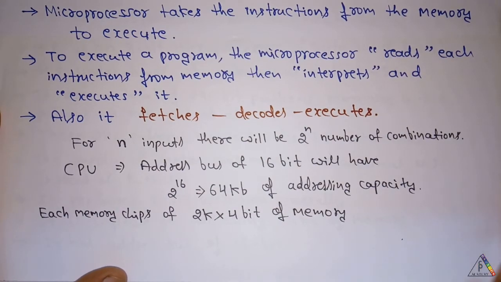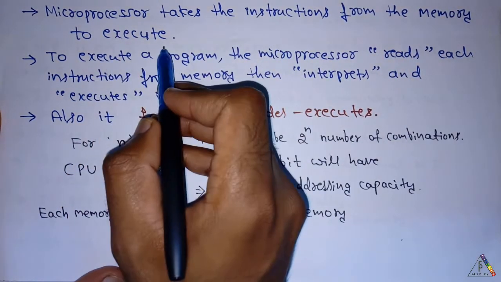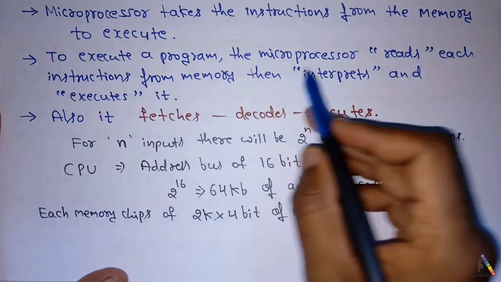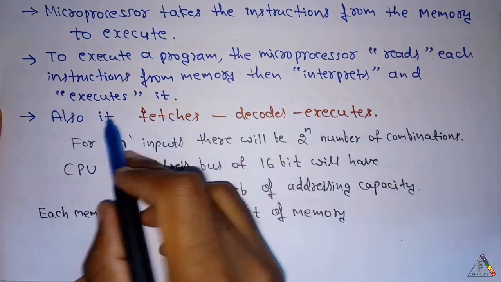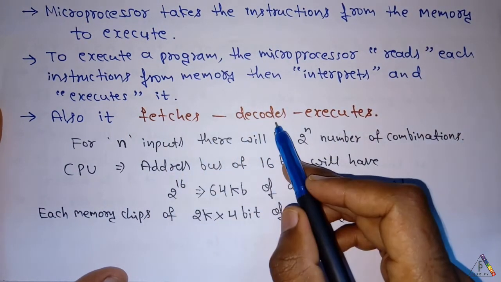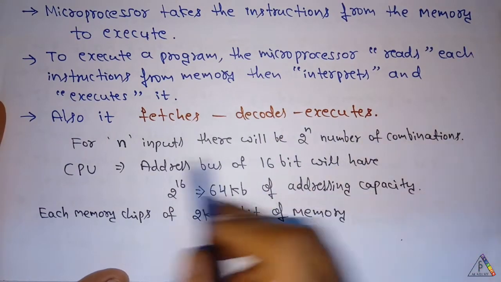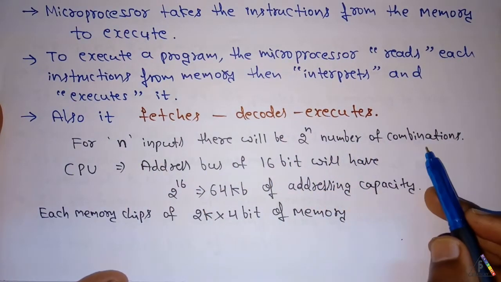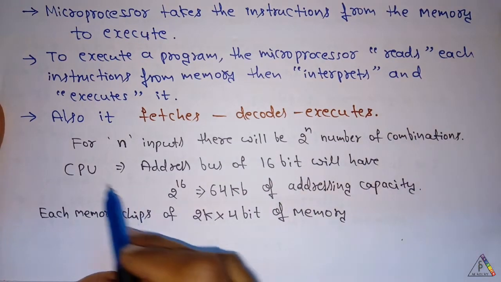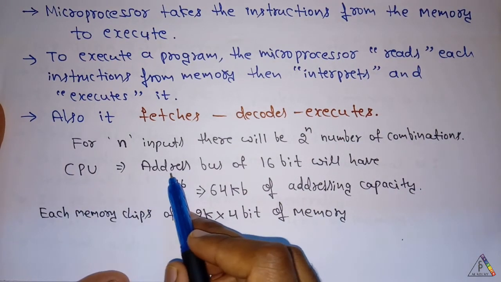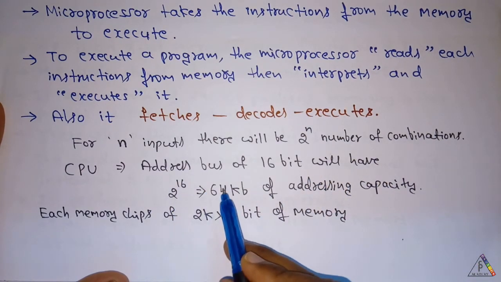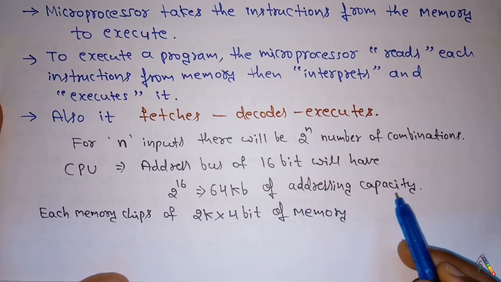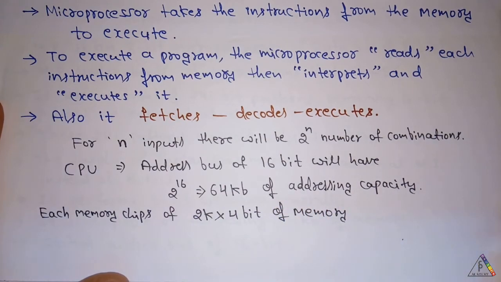This microprocessor takes the instructions from the memory to execute. To execute a program, the microprocessor reads each instruction from the memory, then interprets and executes it. That is, it fetches, decodes and executes. For n number of inputs, there will be 2 to the power of n number of combinations. For a microprocessor which has an address bus of 16 bits, we'll have 2 to the power of 16, that is equal to 64 kilobytes of memory addressing capacity. Each memory chip is of 2K into 4 bit of memory.